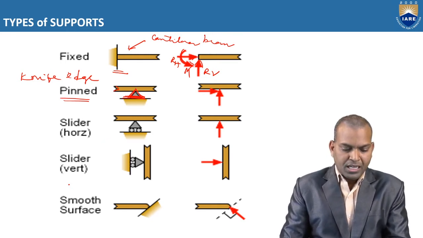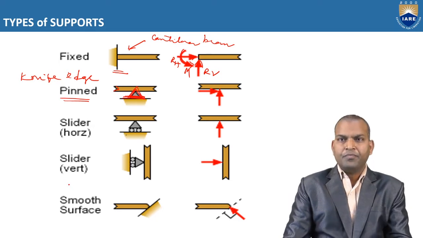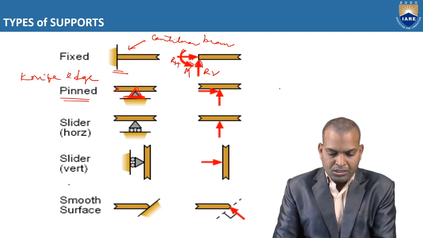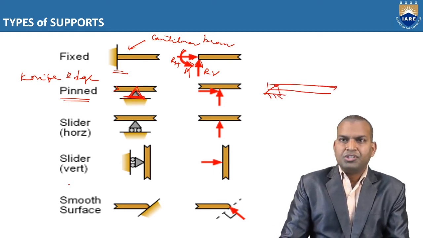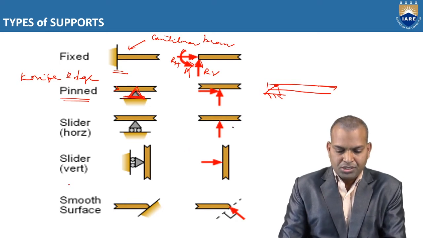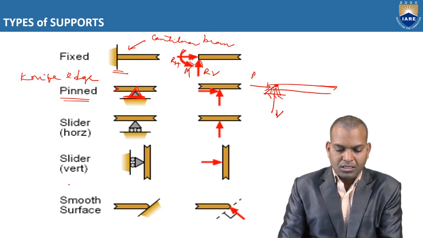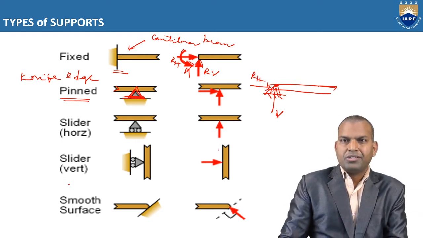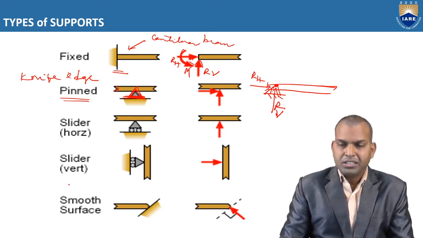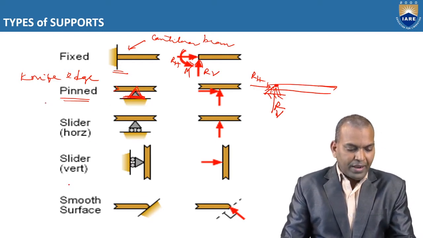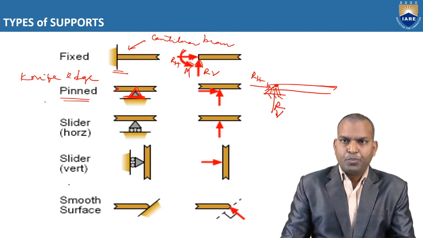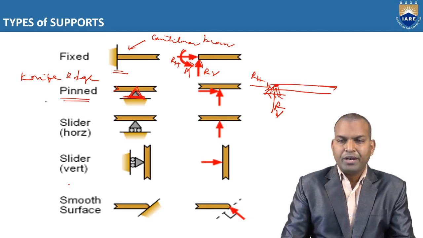But when the pin goes beyond the edge of the beam, then it is called a hinge support. Suppose there is a beam, this is the hinge. The hinge support consists of 2 reactions. Number 1, vertical reaction, and number 2, horizontal reaction. This RH is the horizontal reaction, RV is the vertical reaction. But knife edge support is only an edge, that is point contact.